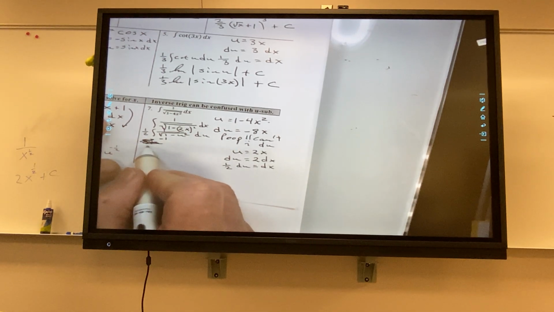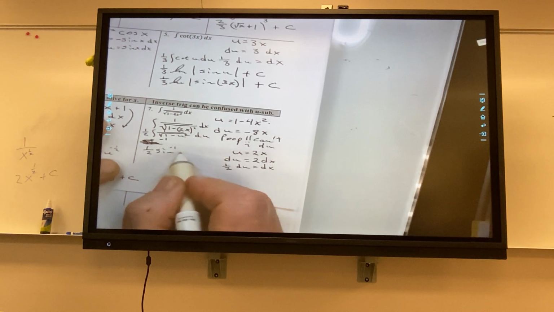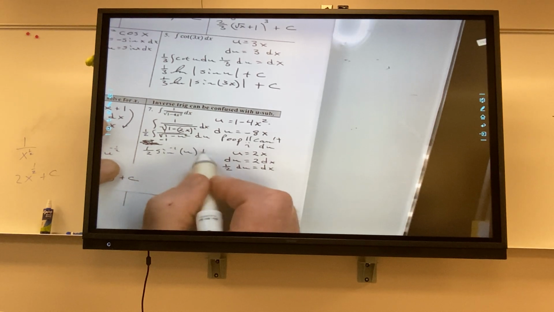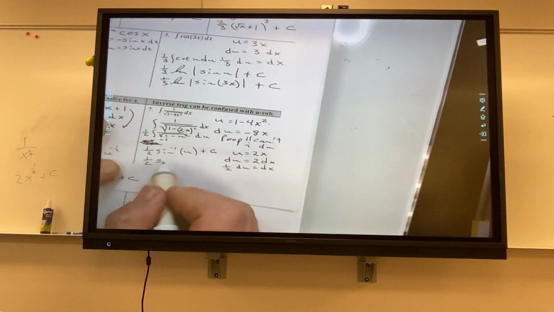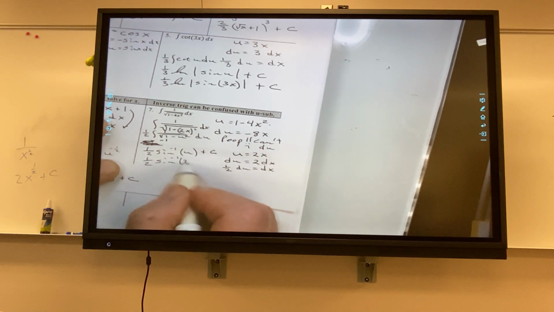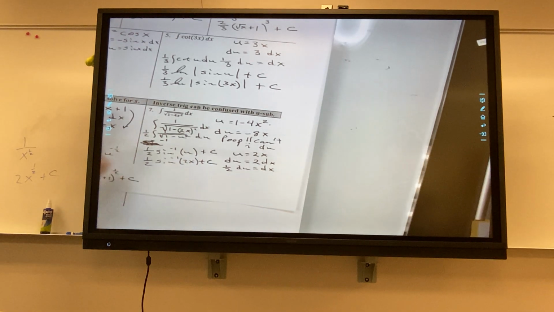So I'm going to have 1/2 sine inverse of u plus c. But what is u? U is 2x, plus c. I'm just trying to write everything down. Yep. I went really fast, I'm sorry.